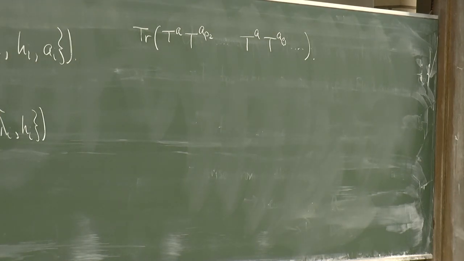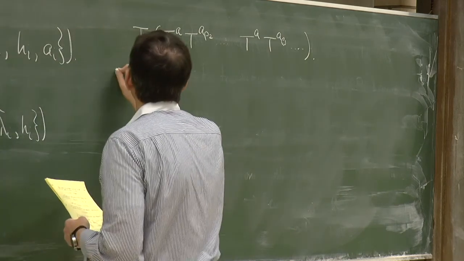Yes? If you have certain traces, you can move the indices freely around and write down an identity. Exactly. So we use the SUN Fierz identity.